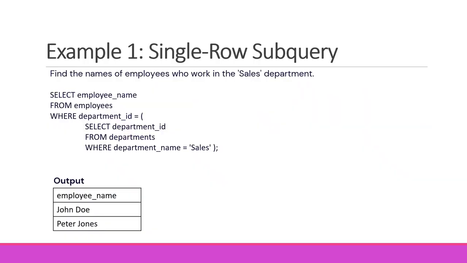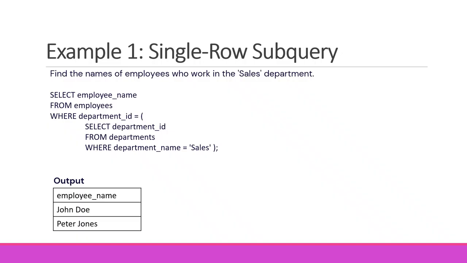Let's see an example for single row subquery using the tables employees and department. Here we have the query: select employee name from employees where department ID equal to (select department ID from department where department name equal to 'sales'). The inner query retrieves the department ID for the sales department. Department ID for sales department is 10. So the inner query gives the value 10.